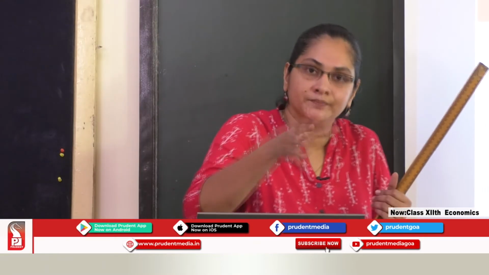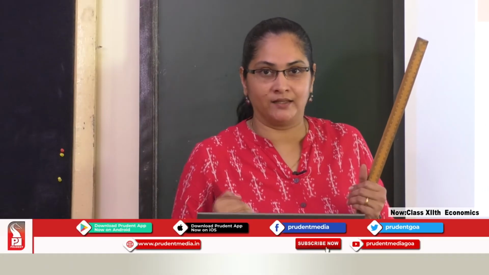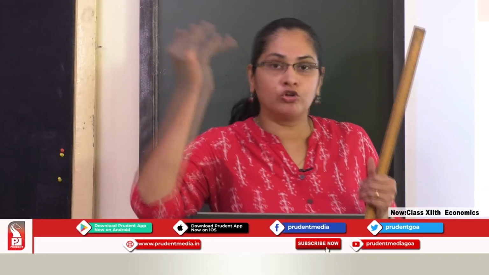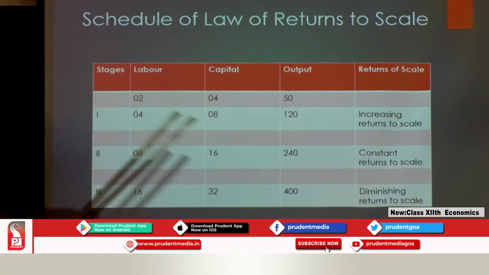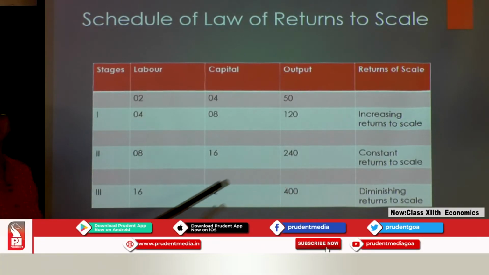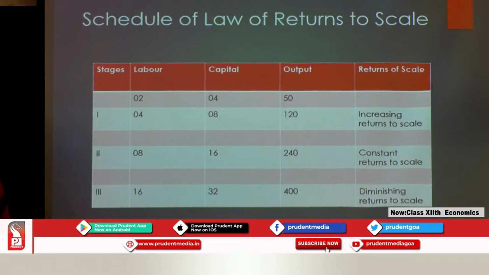Whatever you put in, that is how much you are going to get. Okay, you are not going to get more, nor are you going to get less. You put in, and that is how much you are going to be getting. So that's why it is called constant returns to scale.